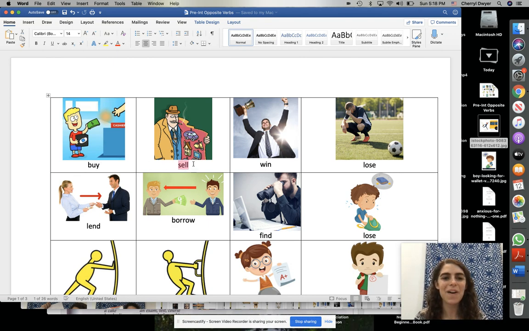Sell. So I chose this picture of this guy. He's kind of creepy, but he's selling things in his jacket there, right? He's like, come buy a car from me or a house. Sell. So the seller is the person that has the item or the service, and they're trying to get you to buy it. They're selling it.